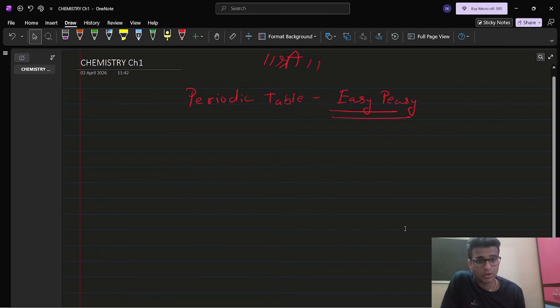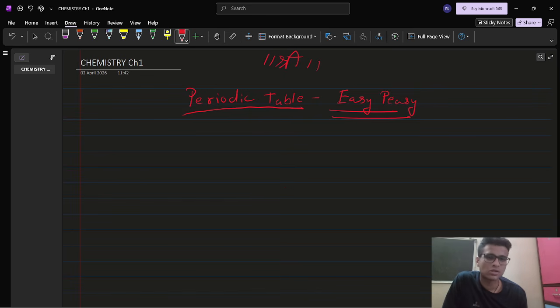Okay, so today we are beginning with a really simple chapter which goes by the name periodic table. Most of the chapter has already been done in class 9. In class 10 there is only a very small part, but it is important and it comes in the exam. So 10 to 12 marks definitely come in the exam.